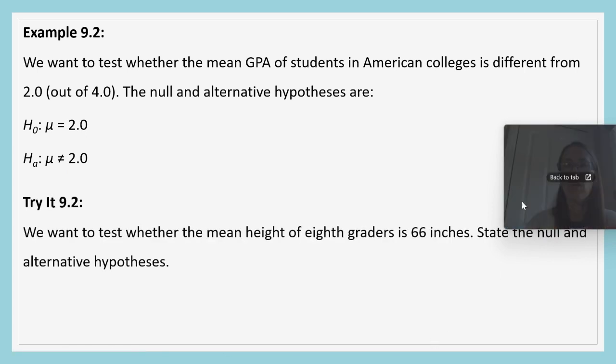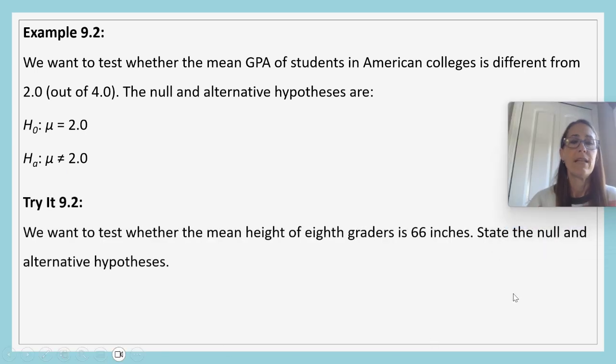So here's a try it 9.2. We want to test whether the mean height of 8th graders is 66 inches. State the null and alternative hypotheses. So again, be careful when you're reading the problems and think about what the words mean. Is 66, that's an equal to. All right, so our null hypothesis is going to be equals 66.